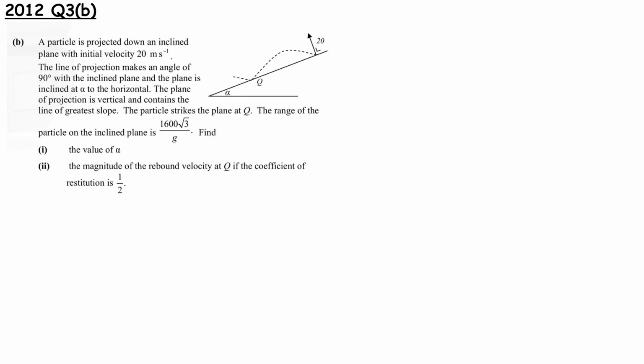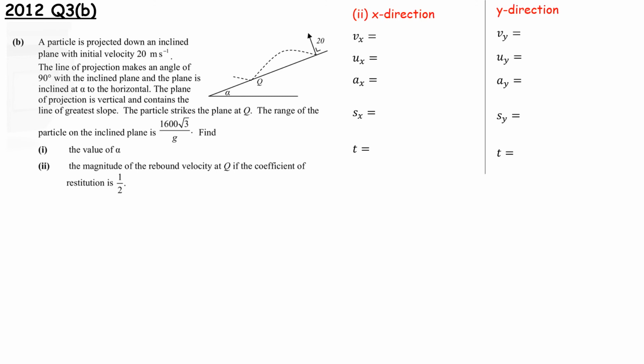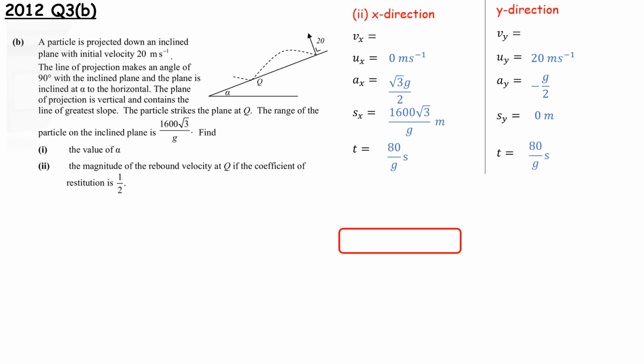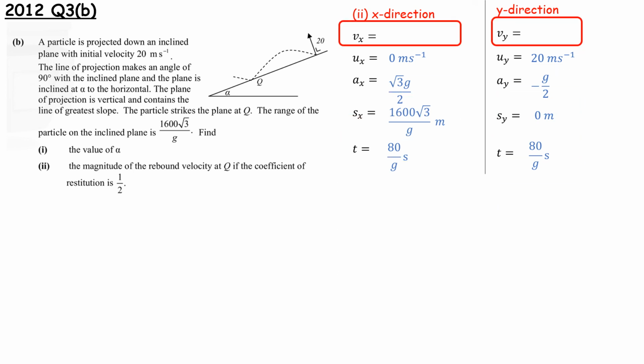So part 2 asks for the magnitude of the rebound velocity at q if the coefficient of restitution is a half. So I'm going to set up the x and y direction again. We had this done for part 1, but now we know what alpha is. So substituting in alpha, we now are able to have actual values in terms of g. I've left everything in terms of g because the question gave us the range in terms of g. But we have u, a, s and t. In order to do this bounce, we need to understand the velocity at which it hits q. So that means I need to work out vx, but also vy.